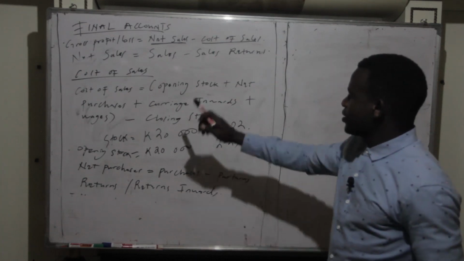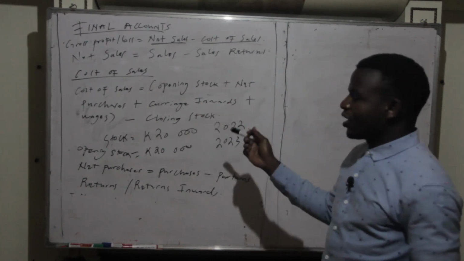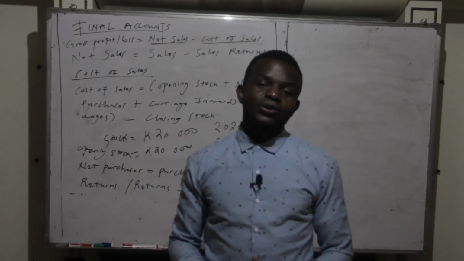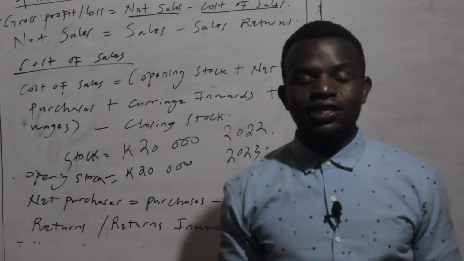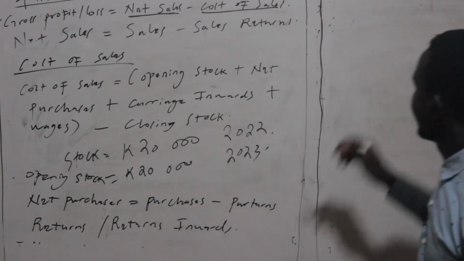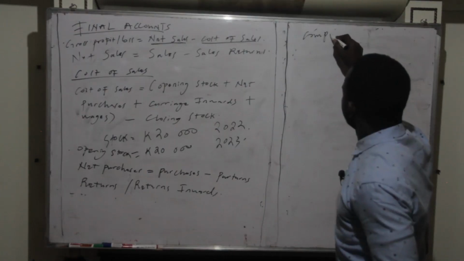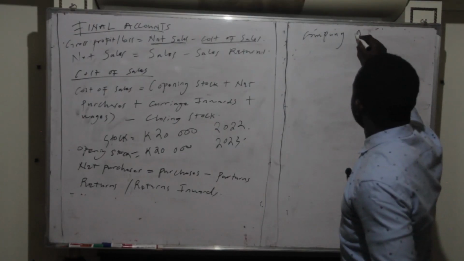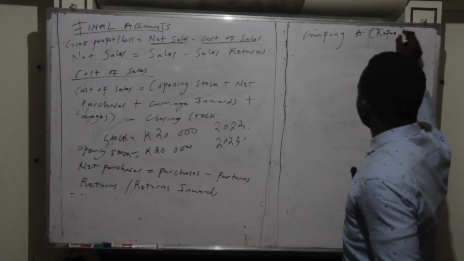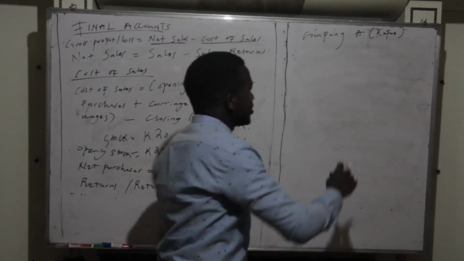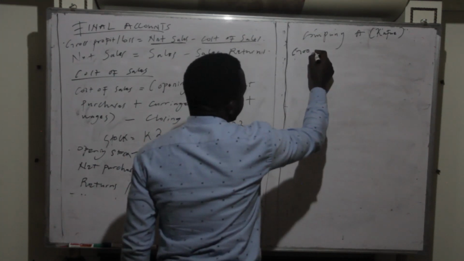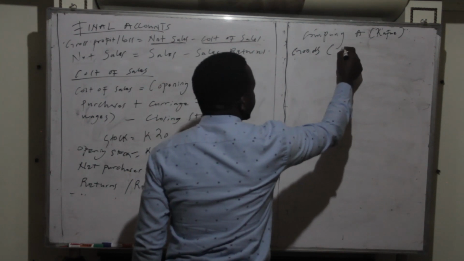So let us now look at carriage inwards. So carriage inwards is the amount of money that is spent on transporting goods or bringing the purchased goods into the business. And I'll give an example. For example, if we have company A, and this company A is located in Kafue, and it buys goods which it has to resell, and these goods are bought in Kawe.